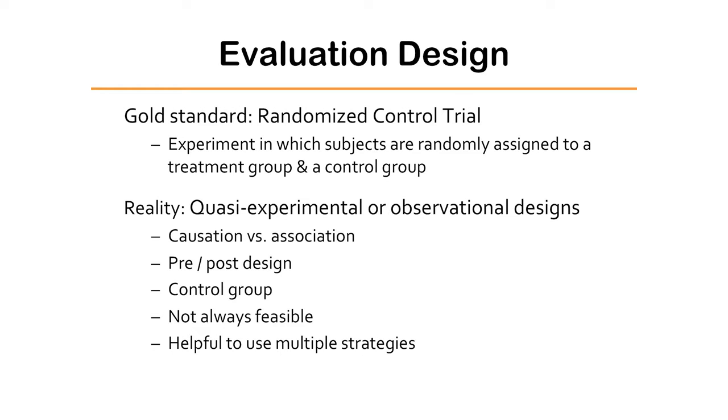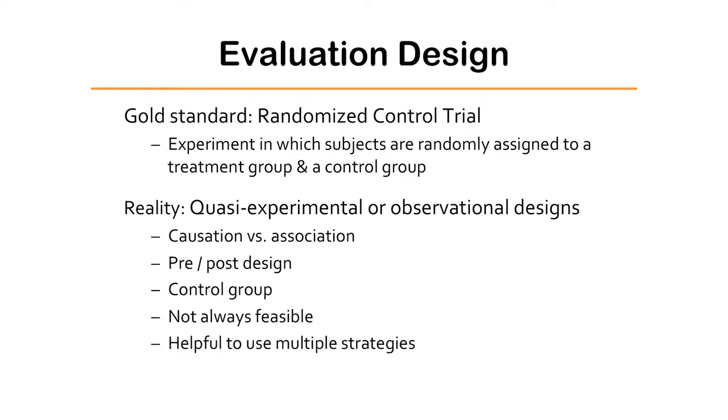So getting into evaluation design, the gold standard here is a randomized control trial. And this is an experiment where subjects are randomly assigned to a treatment group and to a control group, and that control group doesn't get the treatment. So they get maybe a placebo or they get nothing. And this is something we generally associate with clinical drug trials, but it can also be used for other kinds of research, and for evaluations. But randomized control trials are really expensive. They are often not possible or even ethical to do. So there's the randomized control trial, but then there's reality, and that's where most public health evaluation falls.